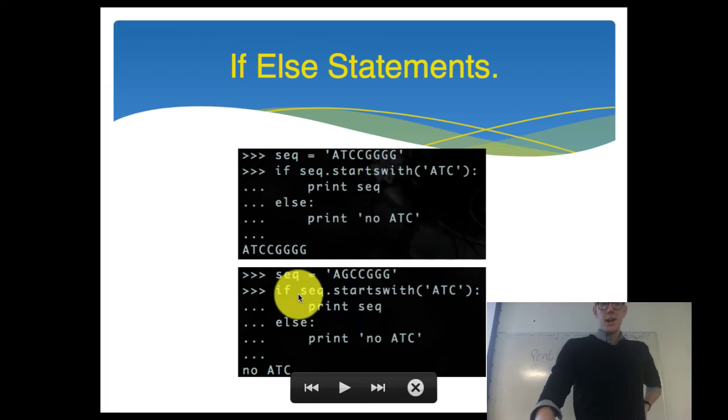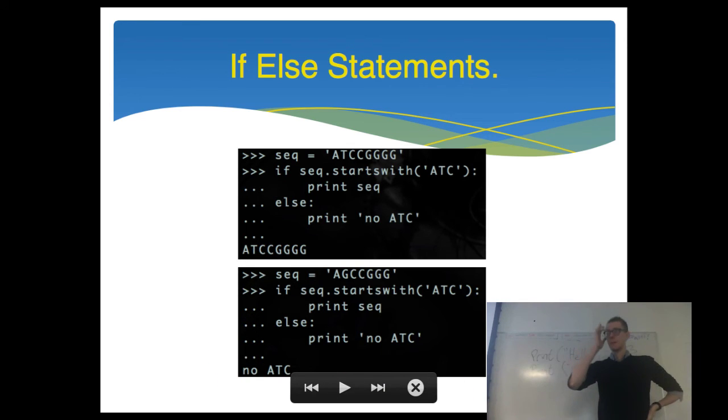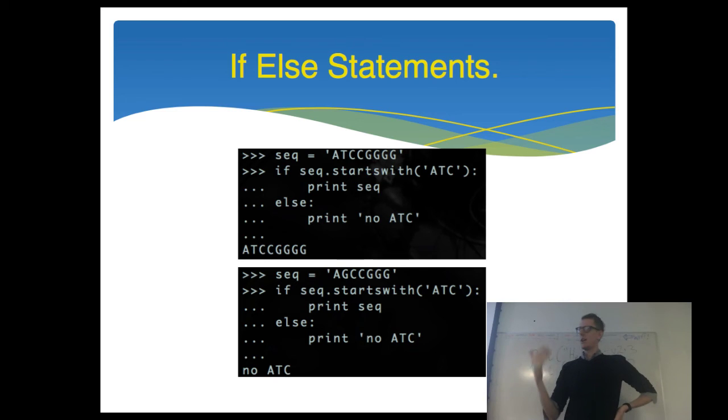So if our seq starts with ATC, which it doesn't in this example, therefore the else statement runs and it prints no ATC. So the top example prints the sequence back. The bottom example prints the words no ATC. Can everyone see why those two if statements give different results because of the different variable at the start?